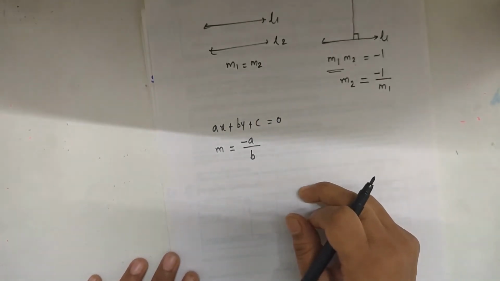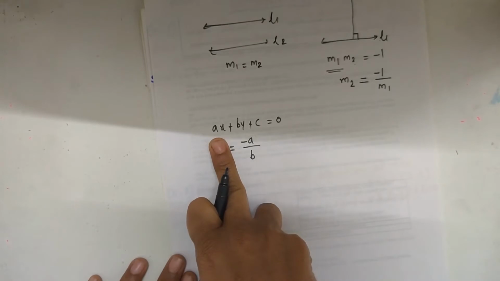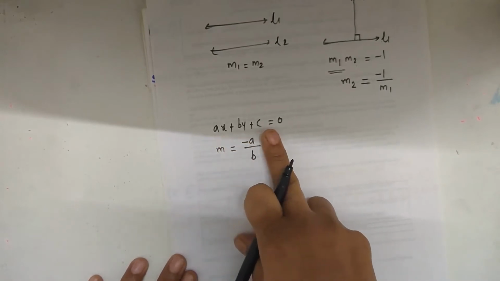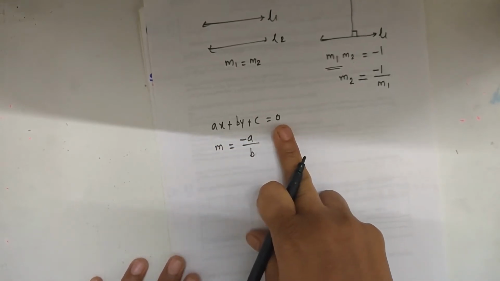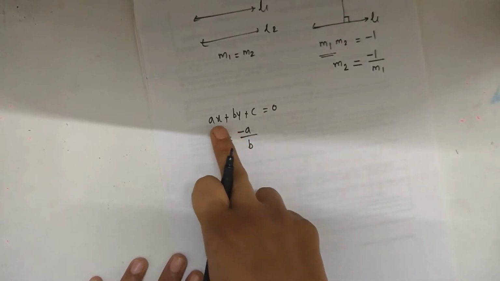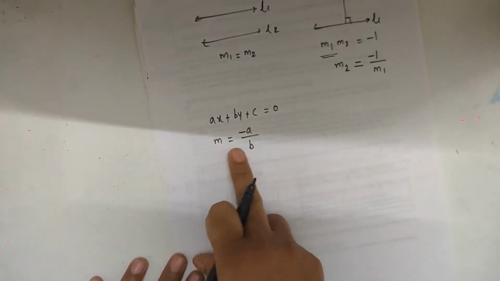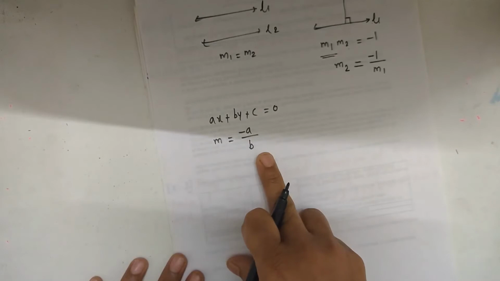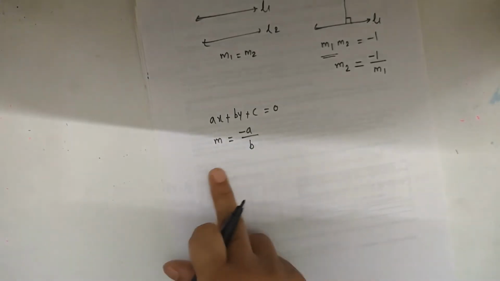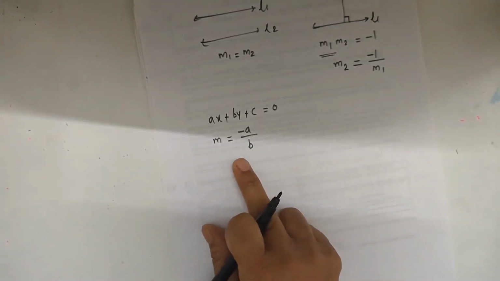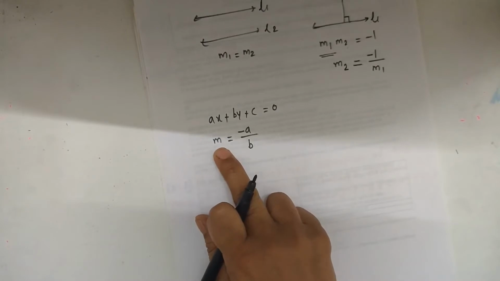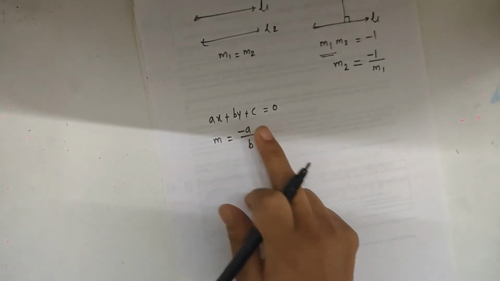We also know that every linear equation represents a straight line. The linear equation ax plus by plus c is equal to 0 represents a straight line, and the slope of this line, m, is equal to minus a upon b. Using this formula, we can calculate the slope of a straight line.